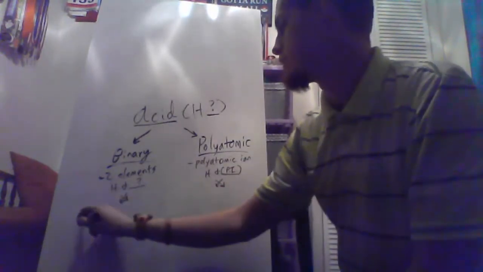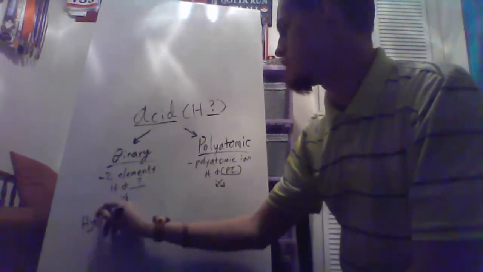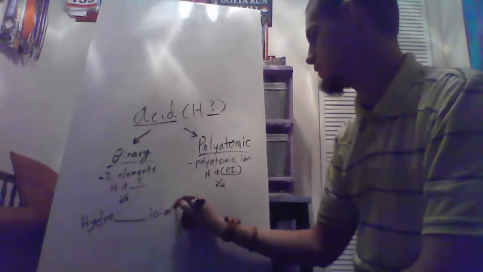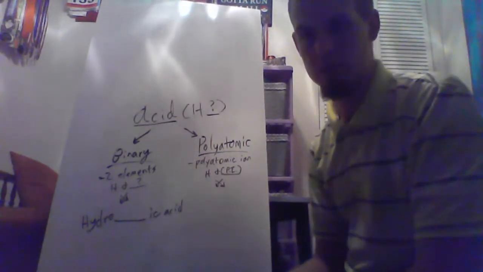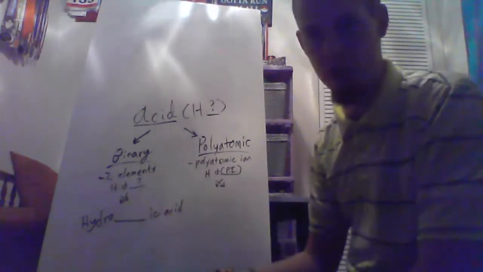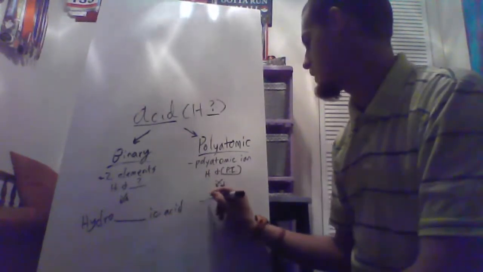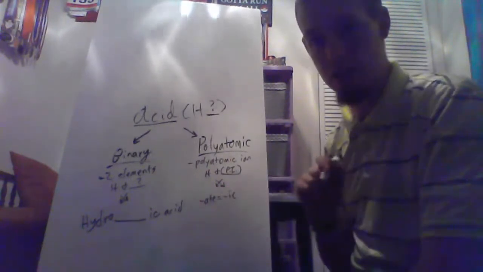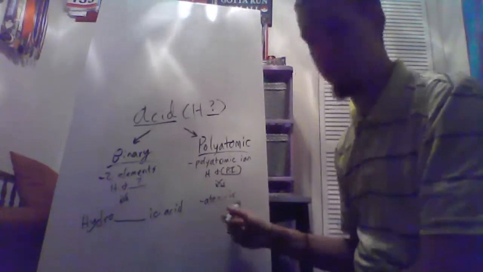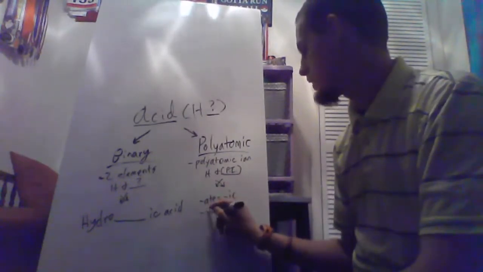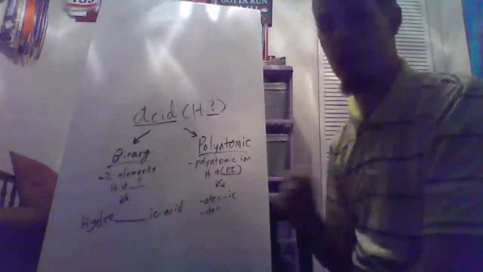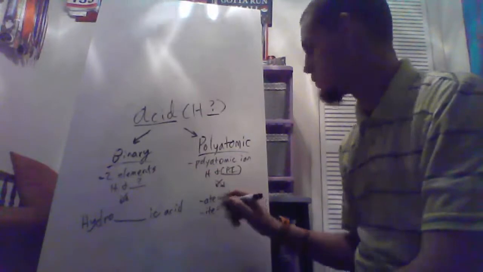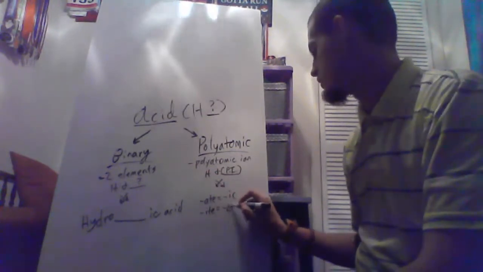Here, it's going to be hydro-something-ic acid. So binary has the hydro. And the polyatomic, if it ends with ate, the ending becomes ic. I ate it and it was icky. And then Lily had that great one as well. If it's ite at the end, you bit it, or bite it, and it was delicious.